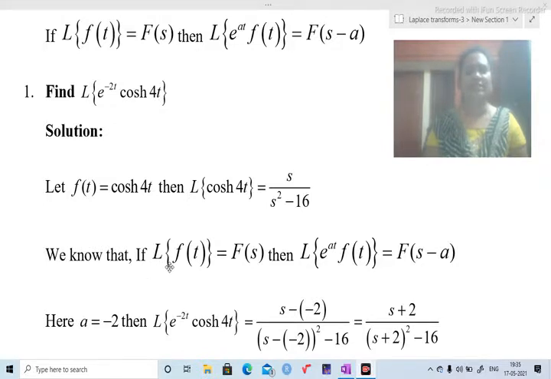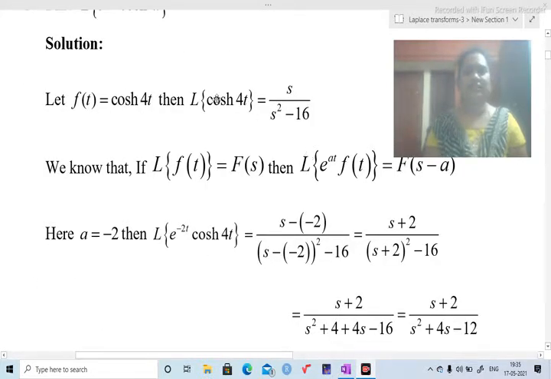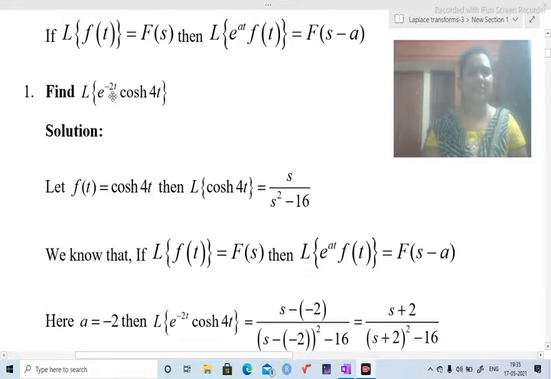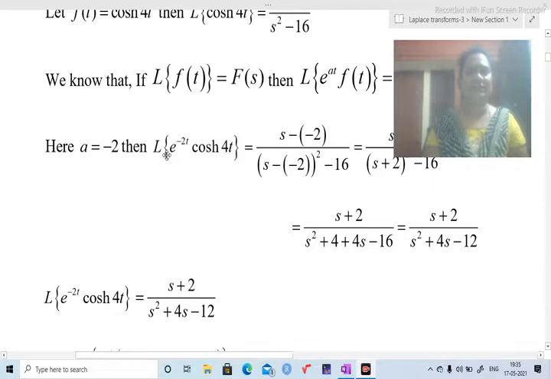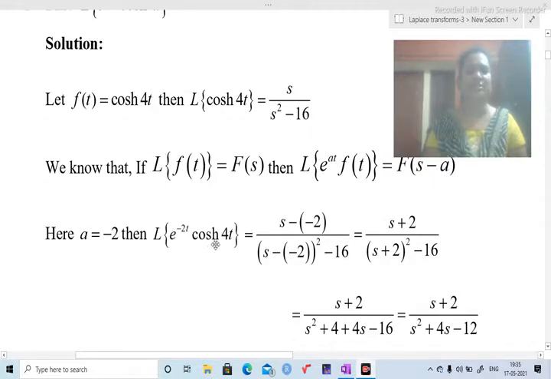We know that if L of f of t equal to F of s, then L of e power at into f of t equal to F of s minus a. This is called first shifting theorem. Observe the question, a equal to minus 2. Then Laplace transform of e power minus 2t into cosh 4t is obtained by replacing s as s plus 2 here. So we are going to get s plus 2 by s plus 2 whole square minus 16.